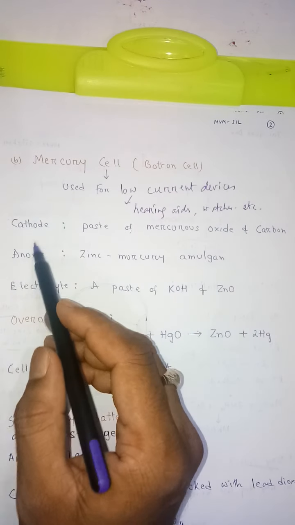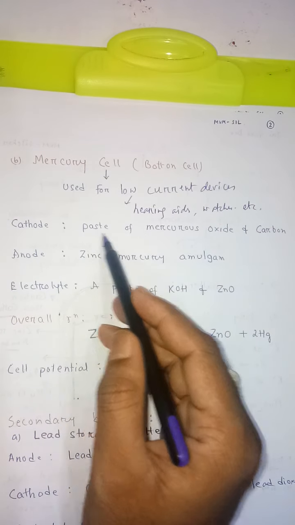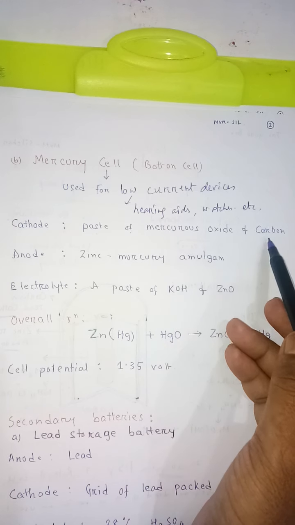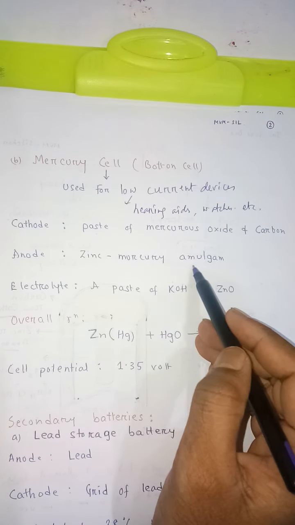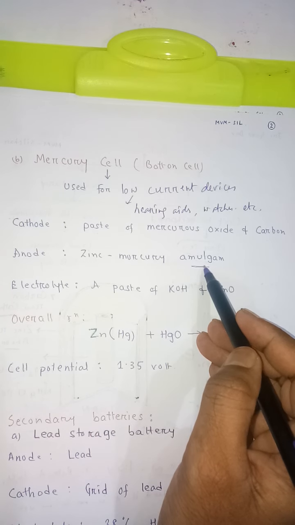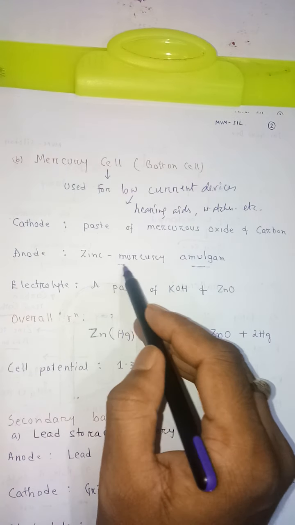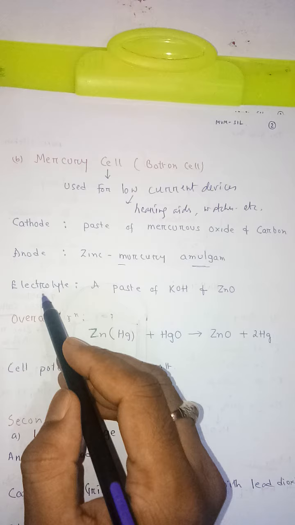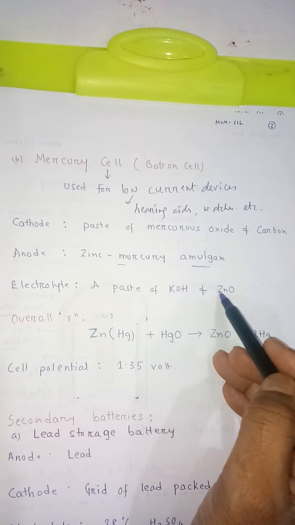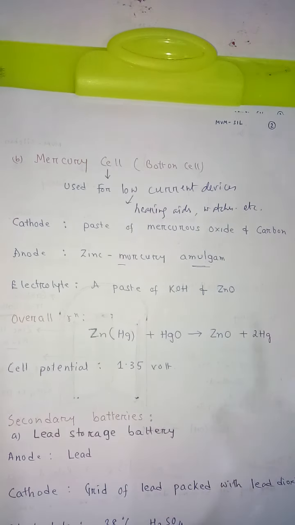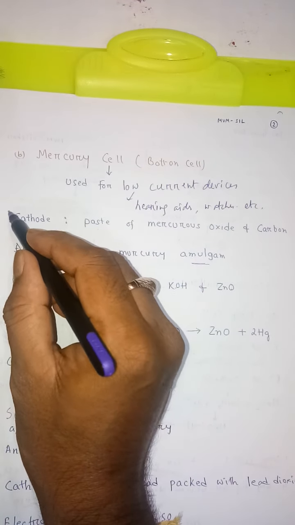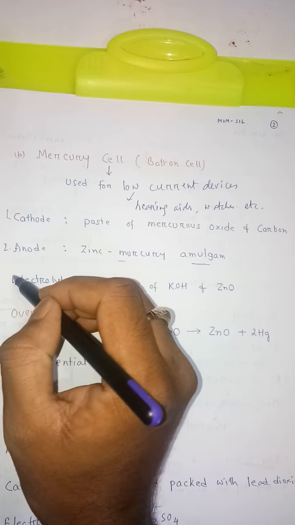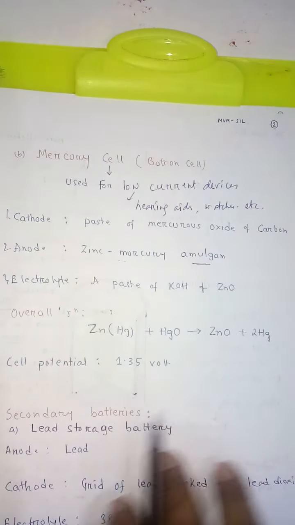In the mercury cell, the cathode is a paste of mercuric oxide and carbon. The anode is zinc mercury amalgam. The alloy made from mercury is called amalgam. Electrolyte, a paste of KOH and zinc oxide. So in batteries, these 3 points you have to learn. Point number 1, what is the cathode, what is the anode, what is the electrolyte.